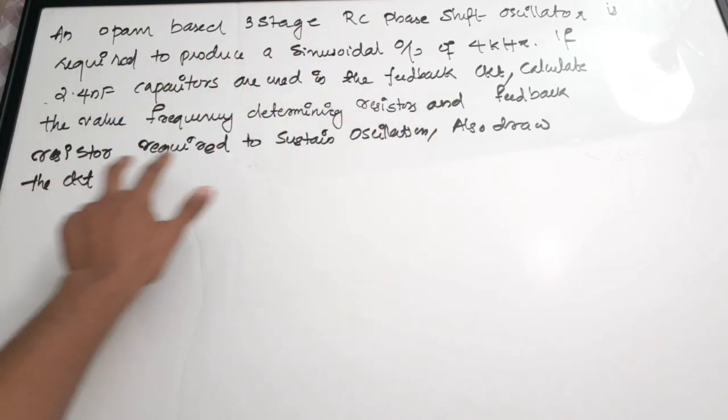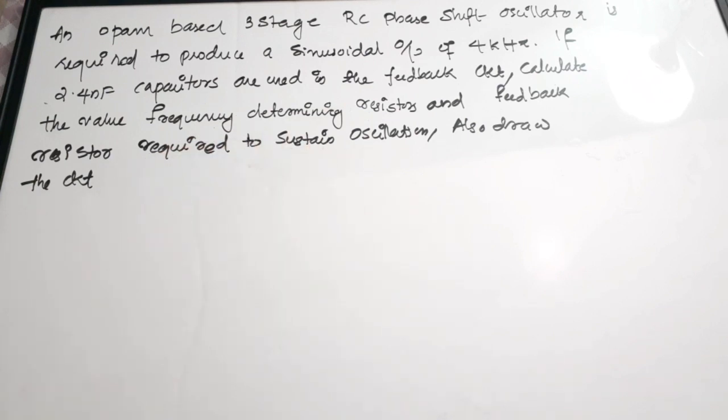And the feedback resistor required to sustain oscillations. So we need to find the value of the frequency determining resistors and also the feedback resistor. Also draw the circuit. In competitive examinations, you don't need to draw the circuit, but this is a descriptive type of numerical. That's why in the end, you need to also draw the circuit. Okay. So for your semester exams, you can find these types of questions if you have oscillator sessions included in your syllabus. But in competitive examinations, you don't need to draw the circuit and all.